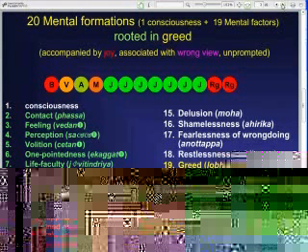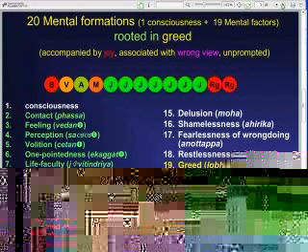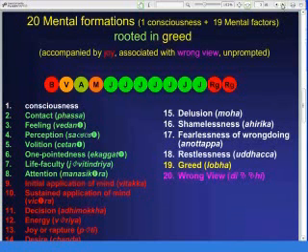If you eat your food with equanimity, not with joy, then you exclude the joy. Number 13, you exclude the joy. Then only 18 mental factors, plus one consciousness rooted in greed.